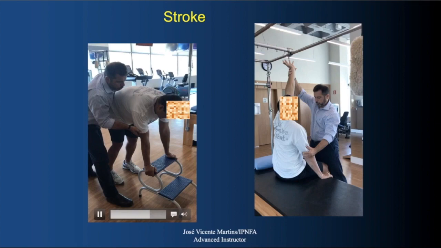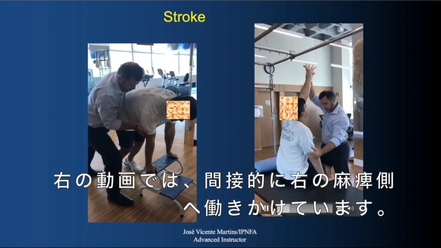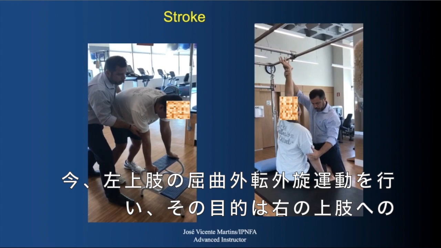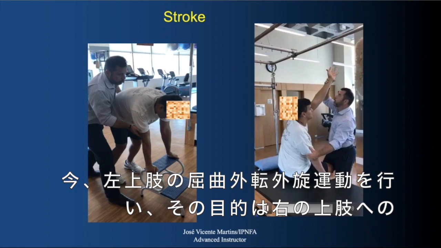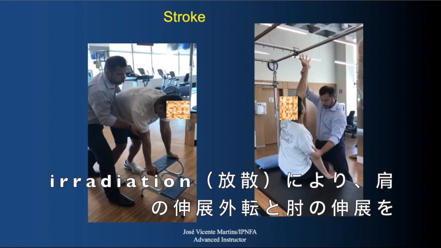And here we can see indirect treatment. I'm using the left arm. He's doing flexion, abduction, external rotation, and the goal is irradiation to this arm. Irradiation to shoulder extensors and abductors, and also elbow extensors.